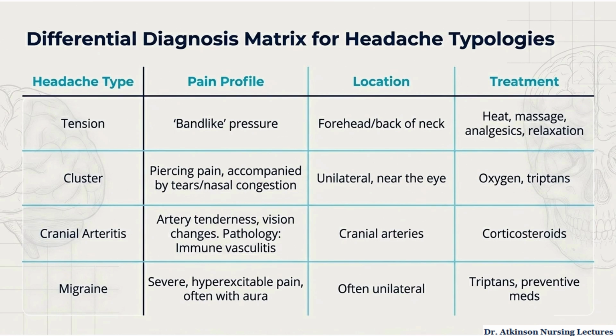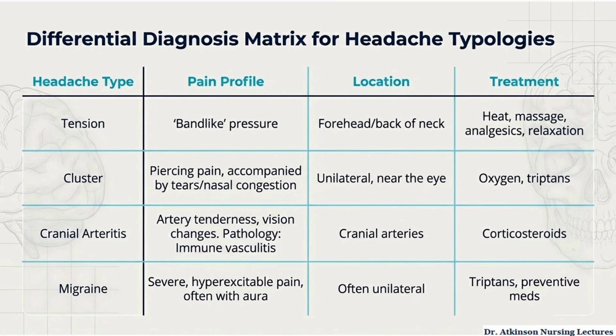Next are cluster headaches, and these are very different clinically. Cluster headaches cause severe, piercing unilateral pain, usually around one eye. Patients may have tearing, nasal congestion, or redness on the affected side. These patients are often restless and unable to lie still. High-flow oxygen and triptans are common treatments.